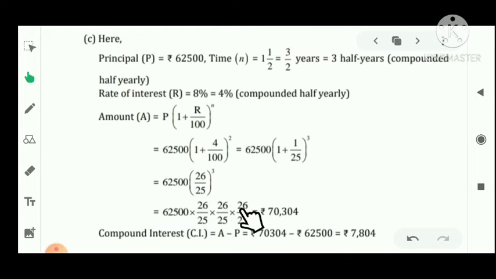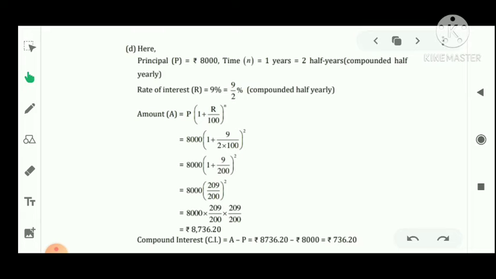That means after solving it, its value will be 70,304. That means compound interest is equal to amount minus principal. So the amount's value is 70,304 and the principal's value is 62,500, and after subtracting, its value is 7,804. Let's see the D part of this question.